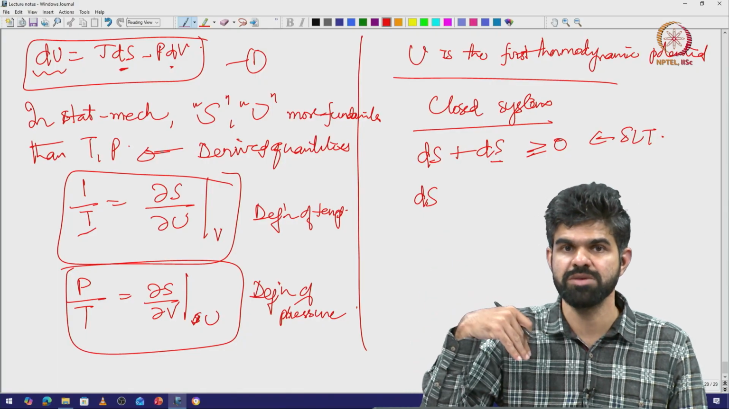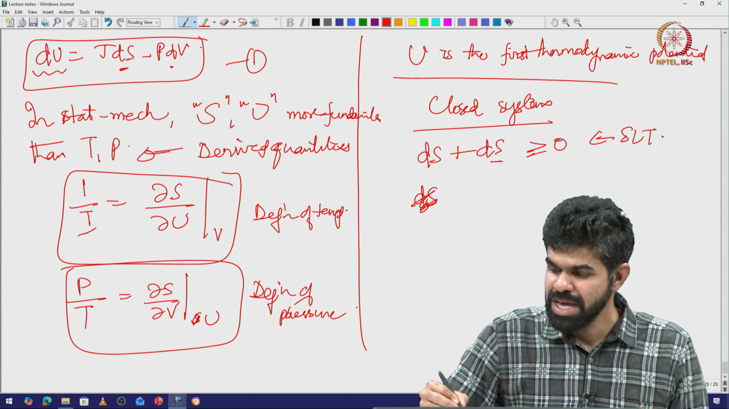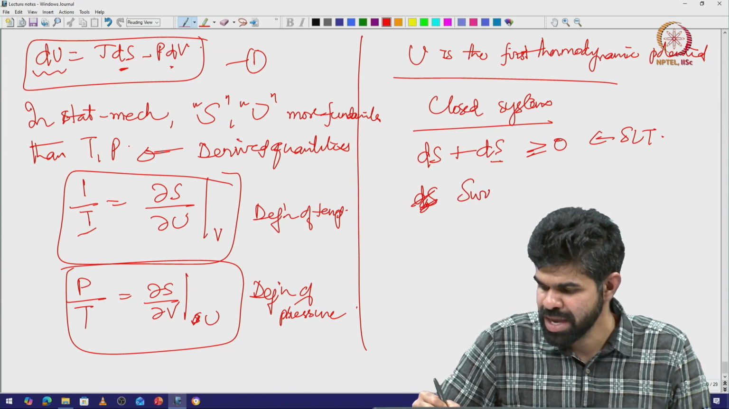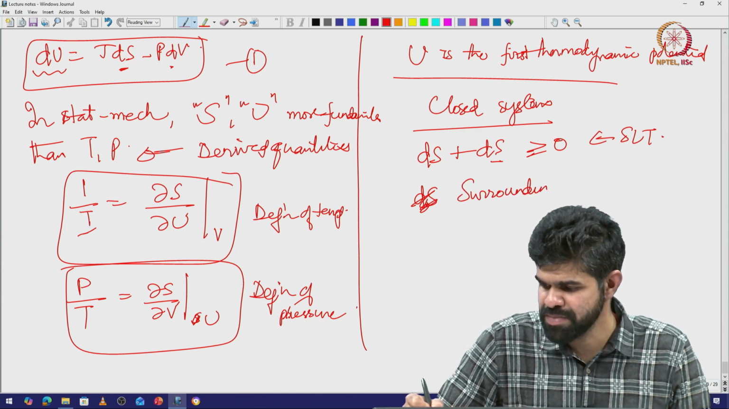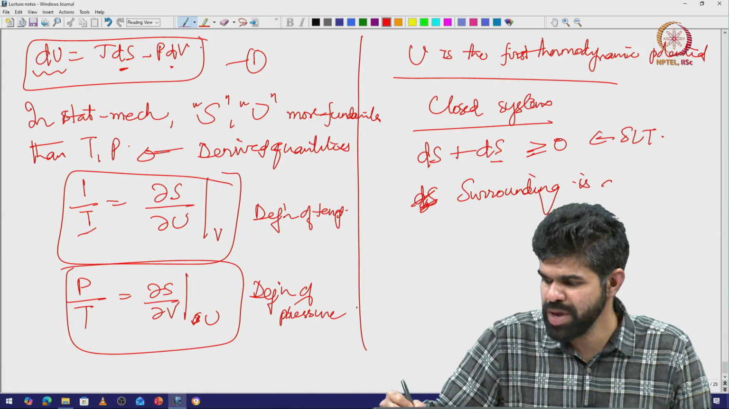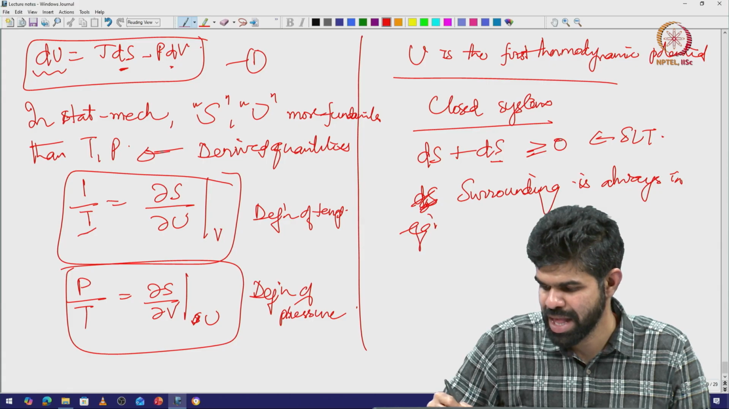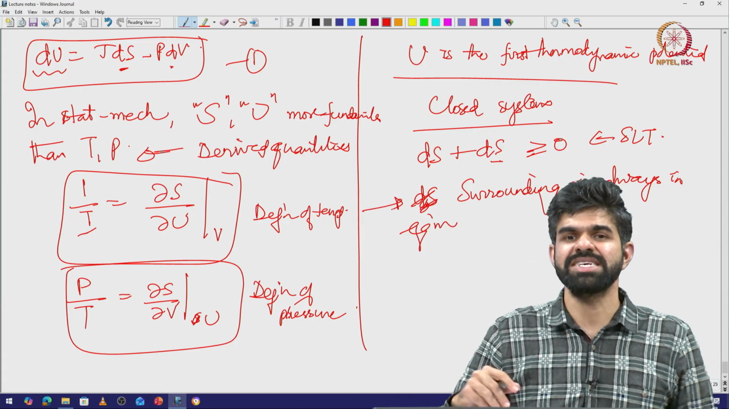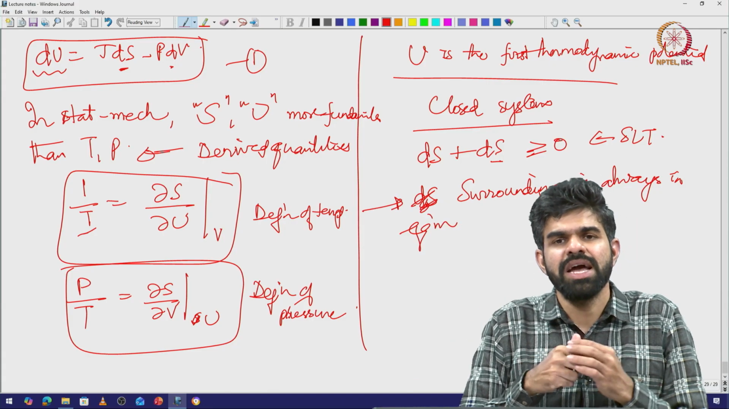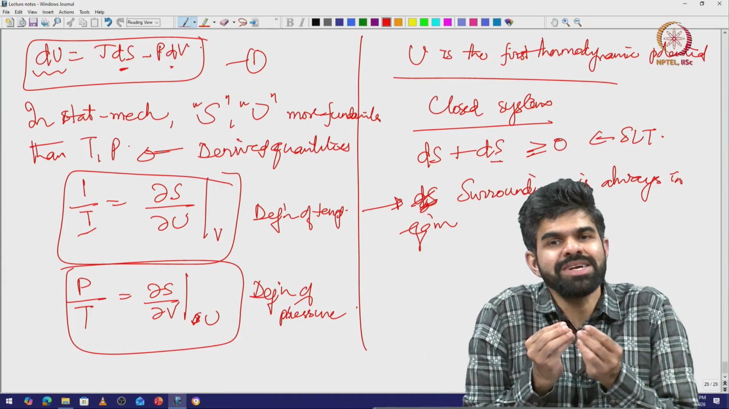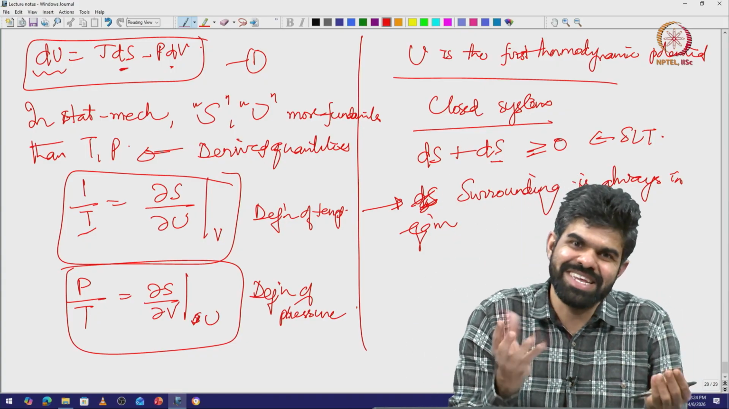So let us not worry too much about the dS, but I have a surrounding. Whatever may happen to the system, the surrounding is always in equilibrium, or the surrounding is a reservoir, so I can dump a lot of heat into the surrounding, but it is going to change its temperature very nicely.